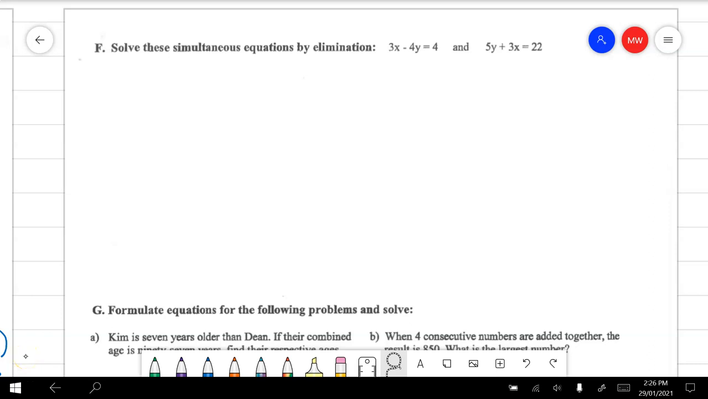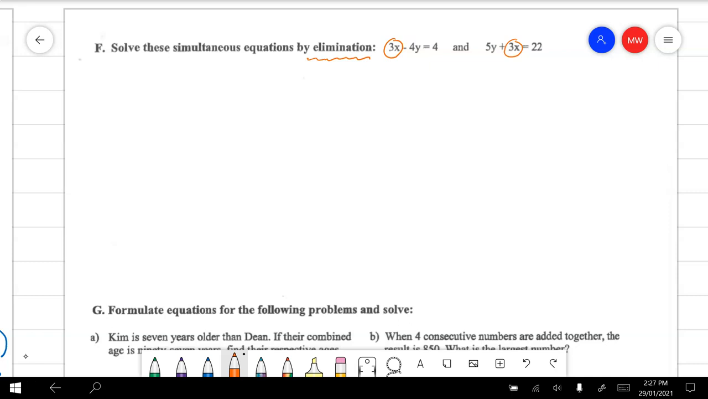Question F is getting us to use simultaneous equations again, but this time it's using the elimination method. So I'm going to go through and try to find two terms that hopefully I can match, otherwise I'm going to have to make a matching pair. And in this case, the x's match, there's 3 of each in both equations.